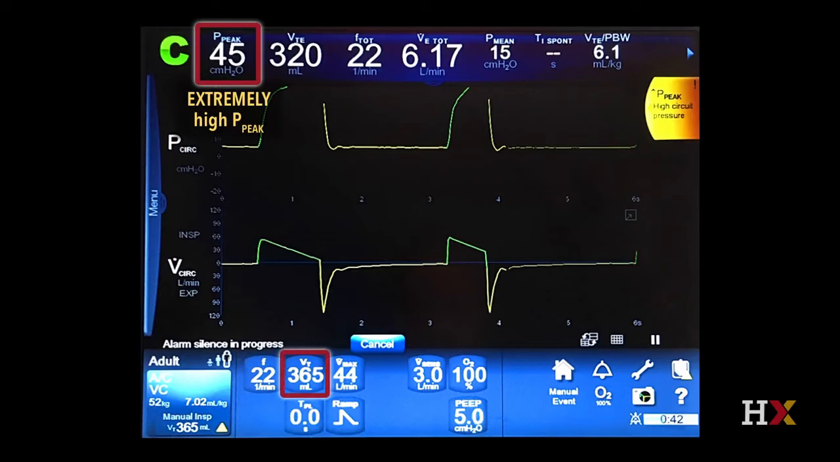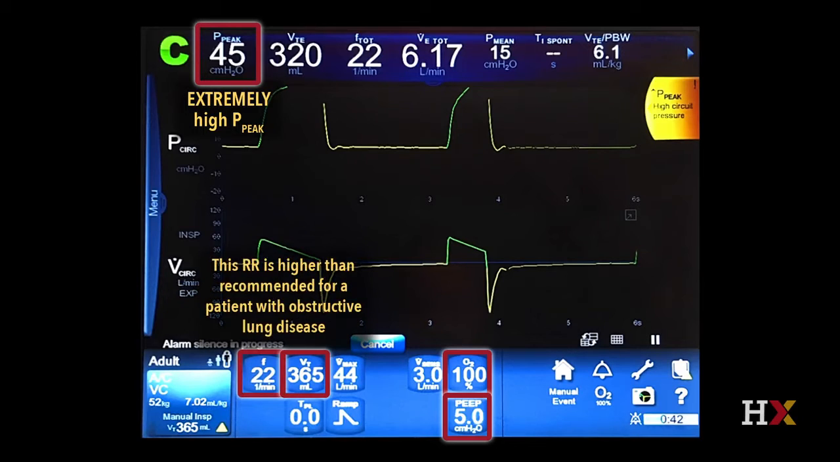We had the patient set on low tidal volumes of 365 and a low PEEP of 5, and we had just intubated her, so she was set at a FiO2 of 100%. I would also note that we had the patient set at a respiratory rate of 22. Knowing that the patient was having an obstructive lung disease, this is probably too high of a respiratory rate.